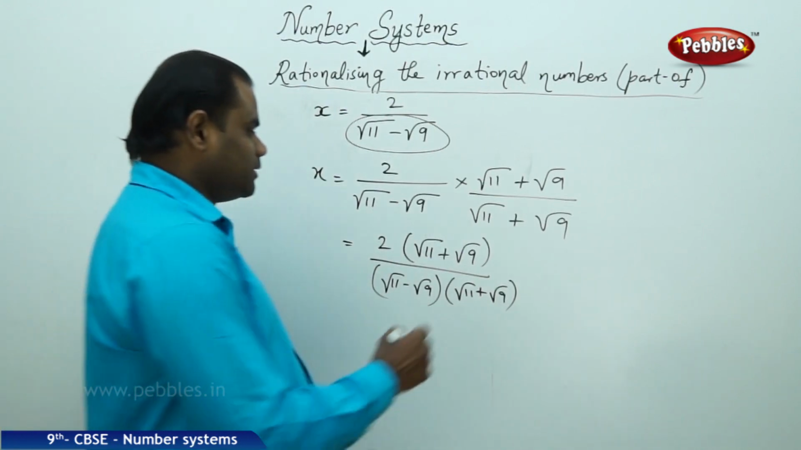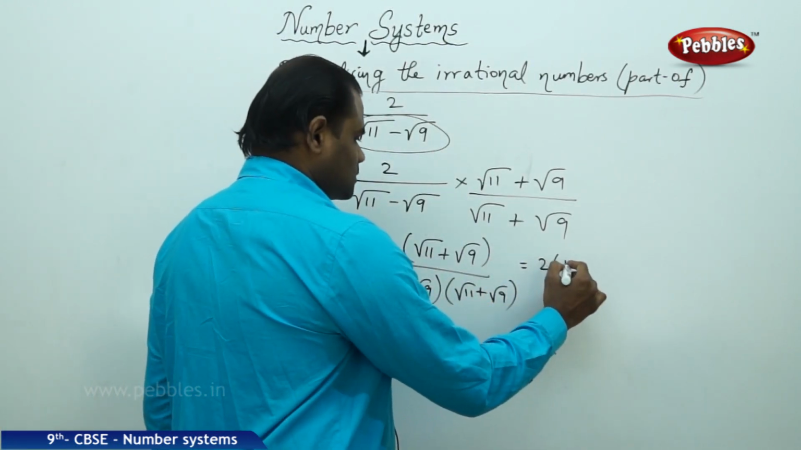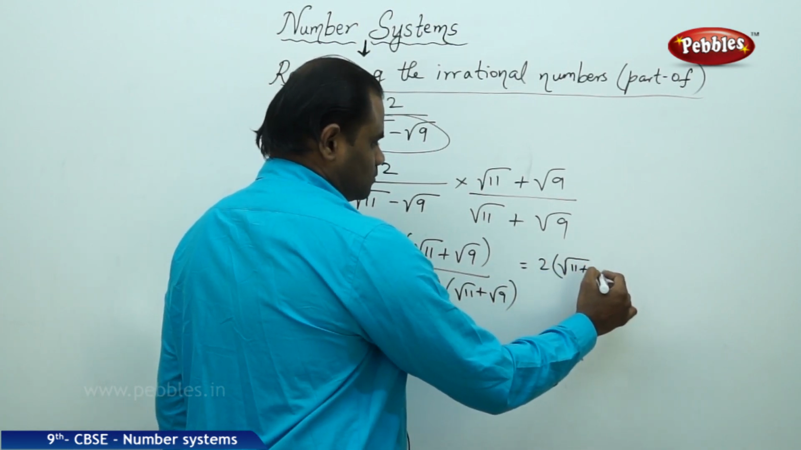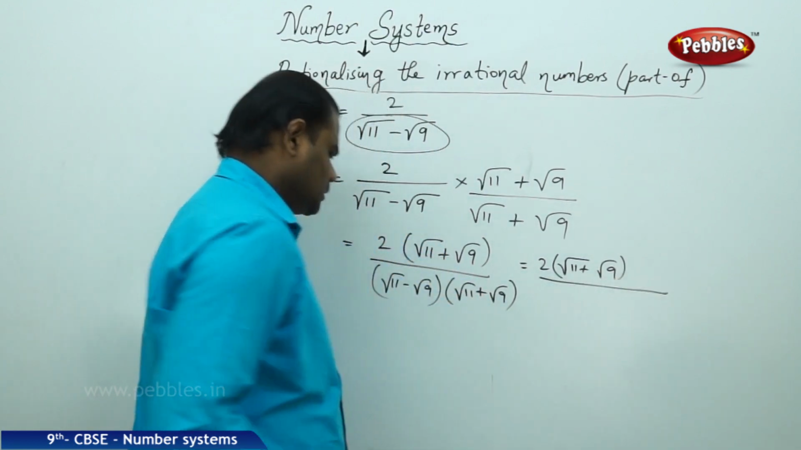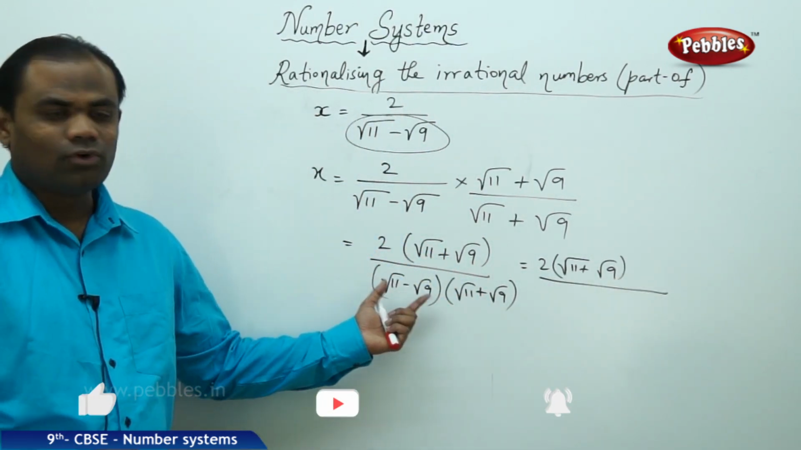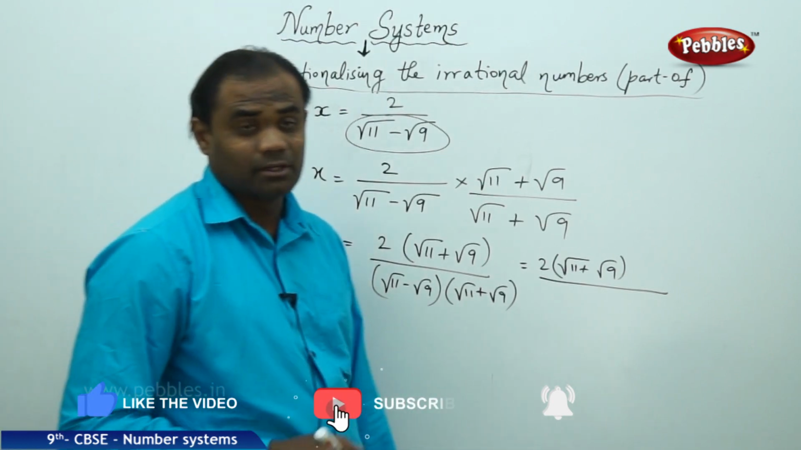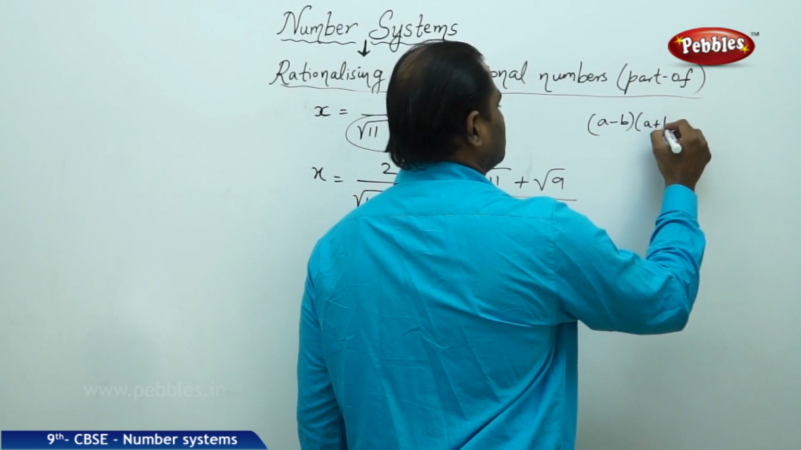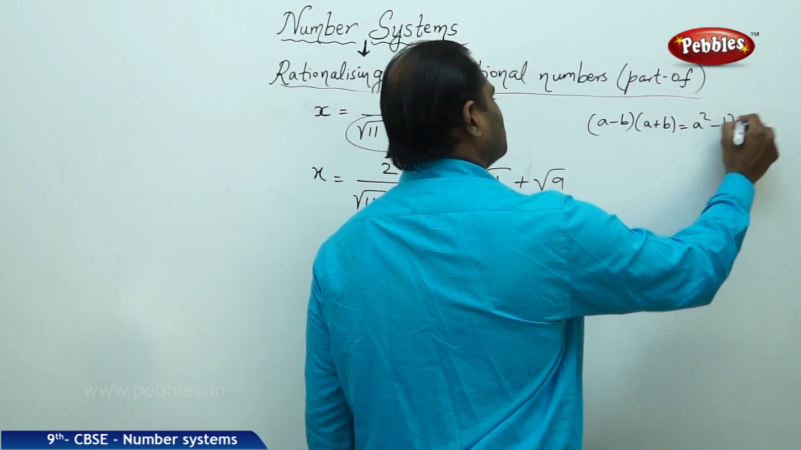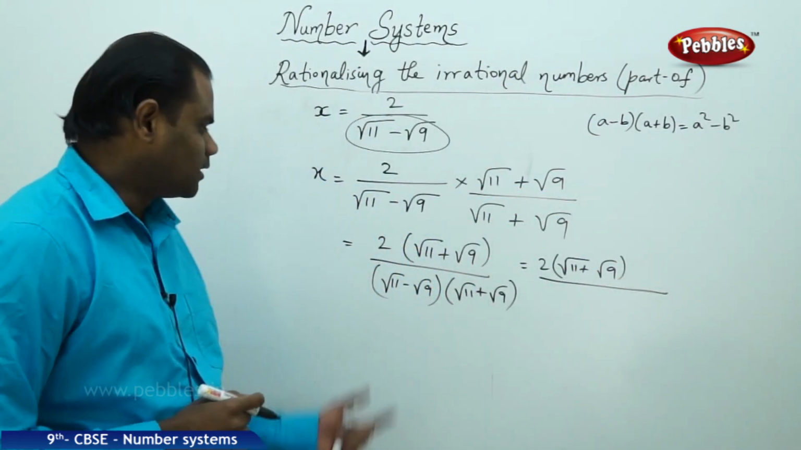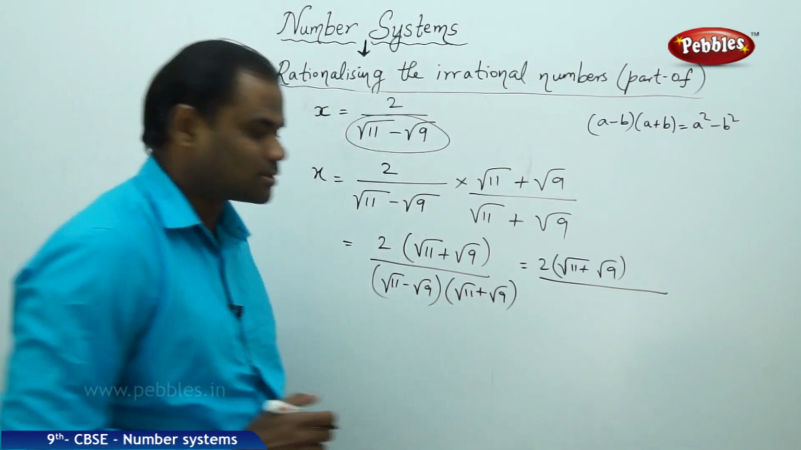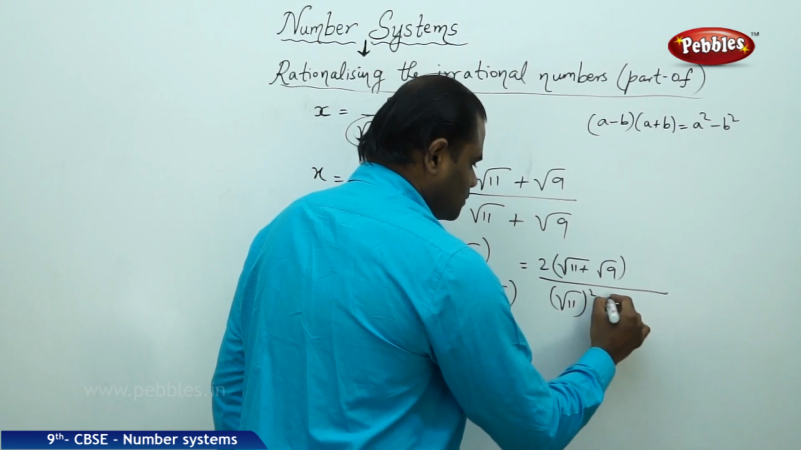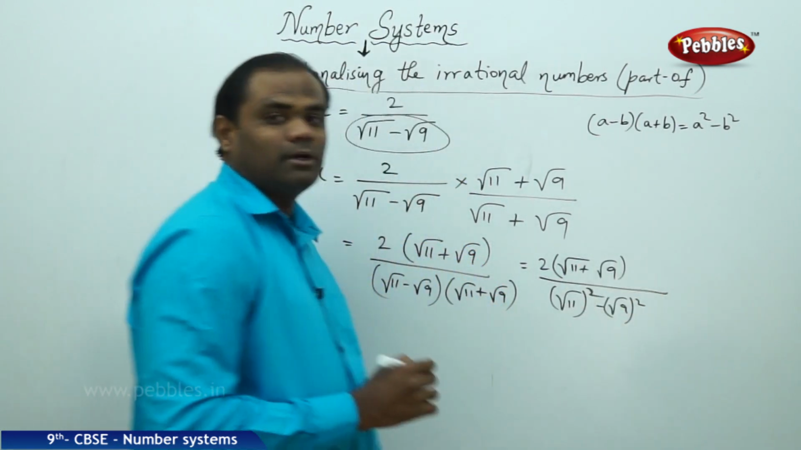Now clearly I see here that this is root 11 plus root 9 by, this is clearly in the form (a minus b) into (a plus b), which we know through the formula that (a minus b) times (a plus b) is a squared minus b squared. And therefore, this minus this into this plus this is a squared minus b squared.